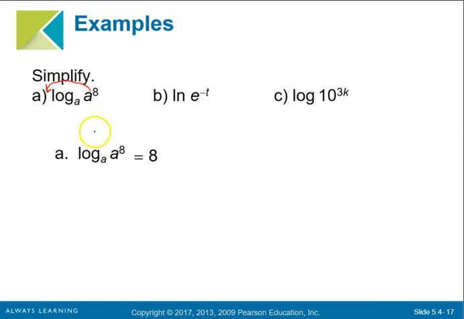Similarly, our ln of e to the negative t. Remember, ln is log base e. All right. So then I'm going to take this negative t and pull it down in front, and then the ln and the e cancel each other out. It becomes a 1. So in that case, we are again going to have just something as straightforward as negative t.